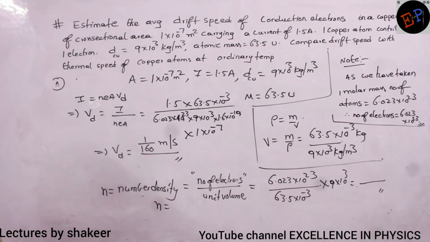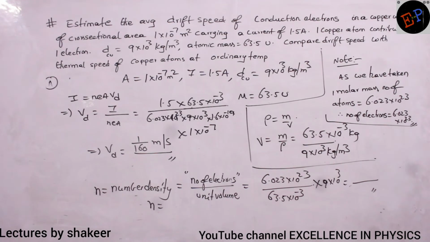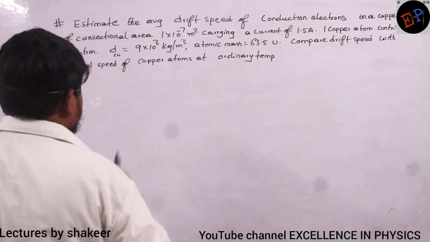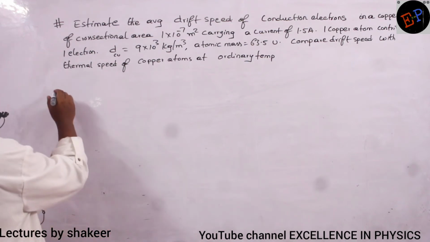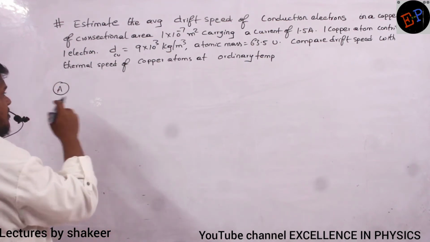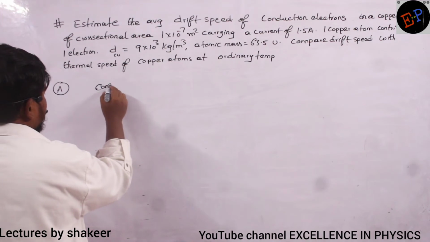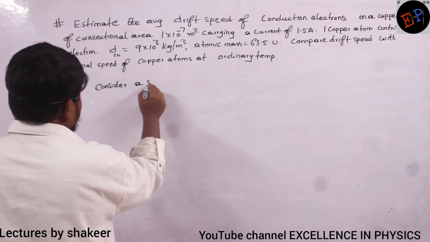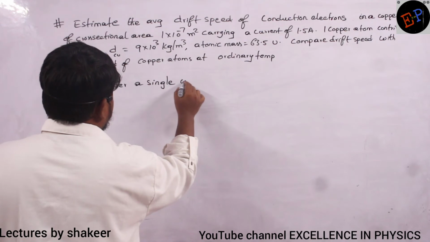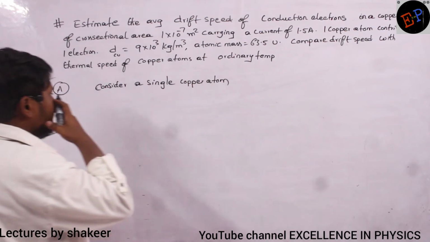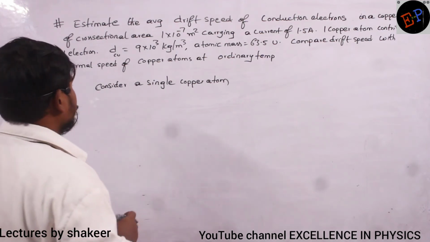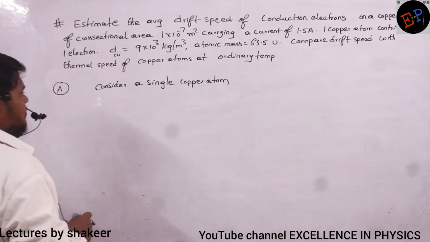Okay? That is the drift velocity of this particular electron in this metal. That's it. So the second question he is asking is to compare drift speed with the thermal speed of copper atoms at ordinary temperature. So consider a single copper atom. If it is a single copper atom, then how much speed will it have?